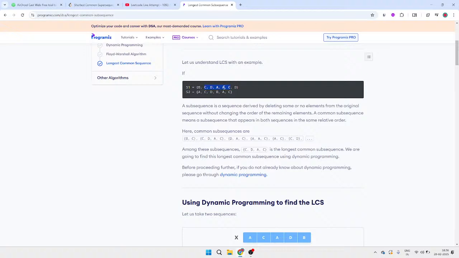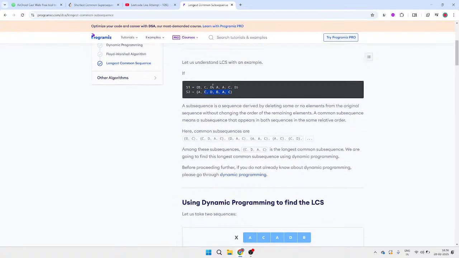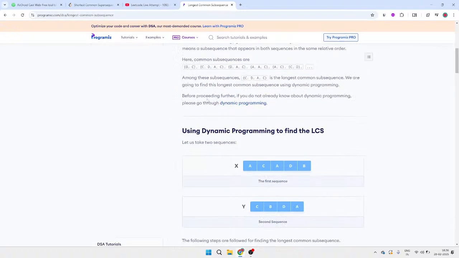Forget any one of these A's. C, D, one of these A's, and C. And C, D, this A and C. Then we have DAC, the last one which I'm doing. D, any one of these A's and C, and here you see DAC.